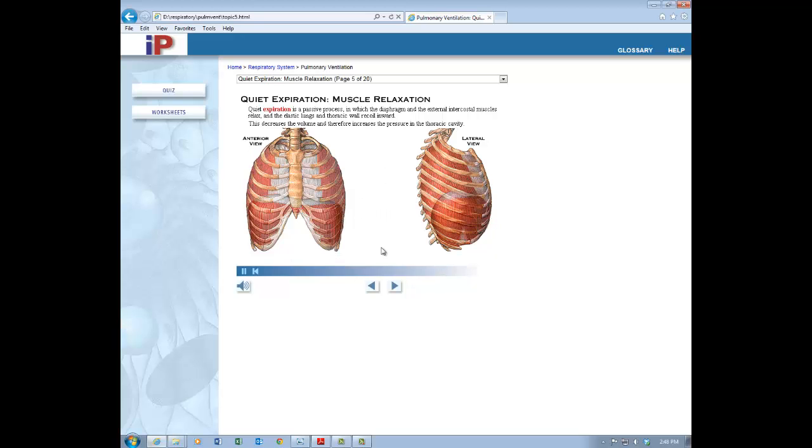This is the laryngopharynx. Looking at the model, that would be from the tip of the epiglottis here down to here where we see the larynx beginning.